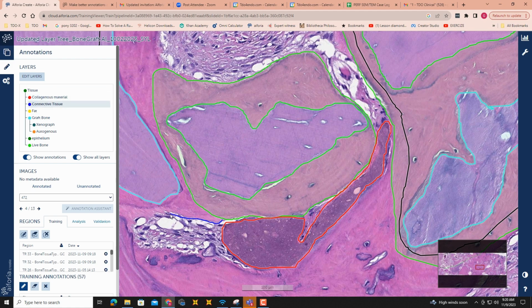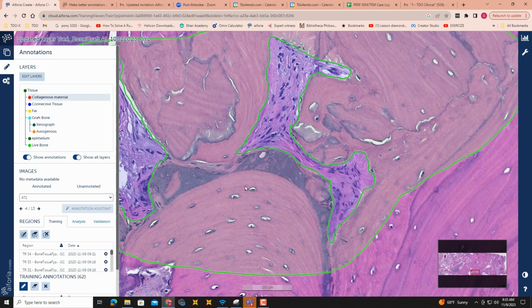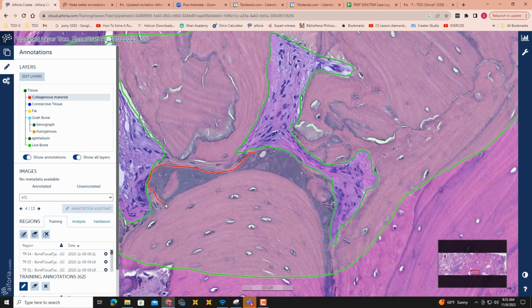Here I'm outlining a collagenous tissue, live bone, graft bone, collagenous tissue, and fibrous connective tissue. It's done with different colors, and you do this by hand on many, many different tissue samples, and the program learns after 20, 30,000 iterations of doing this. It eventually learns and has a very, very low error rate. The false positive, false negative rate should be under 2%.